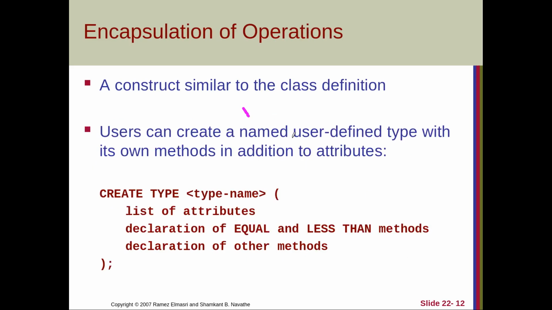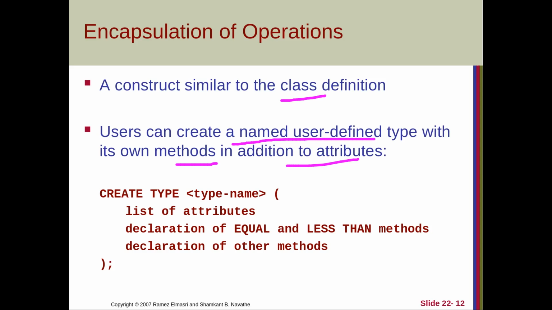Now let us see encapsulation. What is encapsulation? Encapsulation means the wrapping up of data or attributes and operations into a single unit, which is a construct similar to a class in C++. Now users can create a named user-defined type with methods and attributes. So we can use the term encapsulation when we are writing both attributes as well as operations together. When we mix all these elements together, we can call it encapsulation.